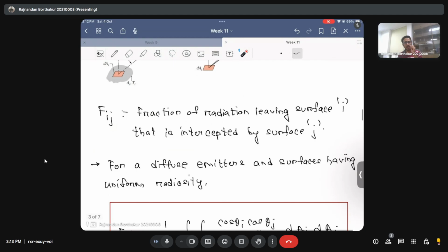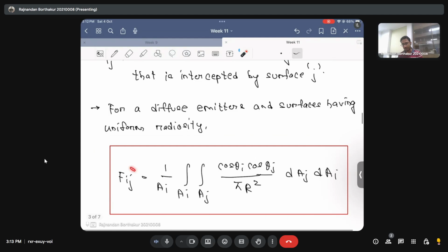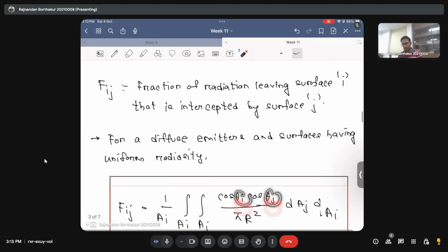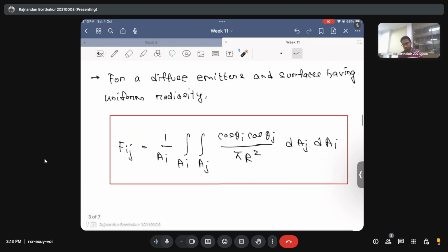And when I say body, I now say the differential body, because we are applying this for a differential element and then integrating it over the entire area. Okay, so Fij precisely depends on r square. It depends on theta i and theta j, which, as I said, is nothing but these angles, and r is nothing but the line joining the centers of the two differential bodies.